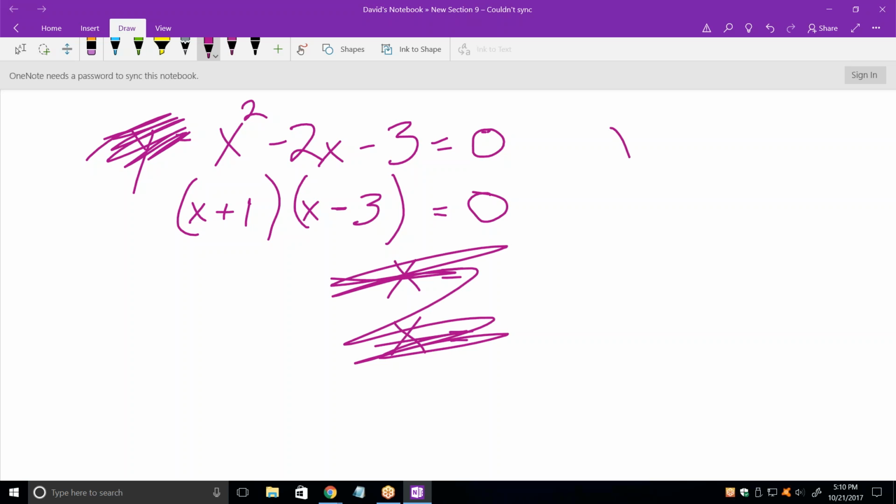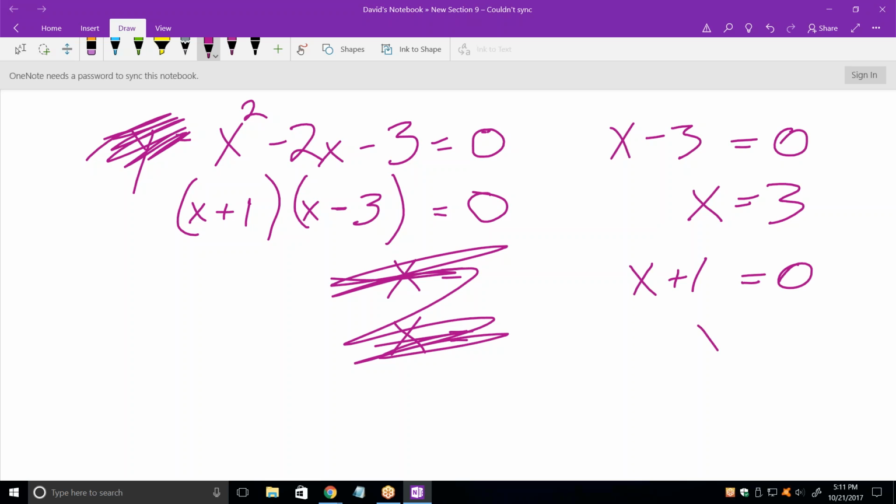X minus 3 equals 0. Solve that. Well, you add the 3. And then you just get x equals 3. Okay. Now the other one, you had x plus 1 equals 0. Solve that one. X equals -1. There's your two solutions.